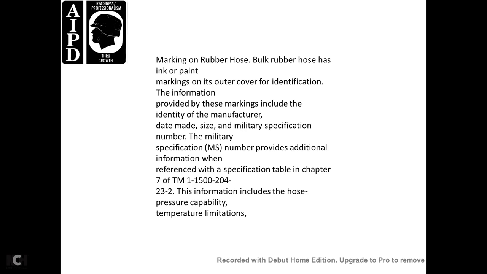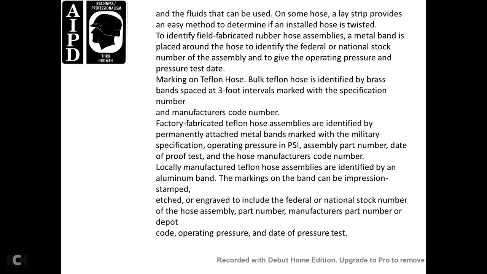The information includes the hose pressure capability, temperature limitations, and the fluids or liquids that can be used with some of the hose. A lay strip provides an easy method to determine if the hose was installed twisted. Field-fabricated rubber hose assemblies are identified by a middle band placed around the hose. They identify the federal national stock number of the assembly and give the operating pressure and the pressure test date.